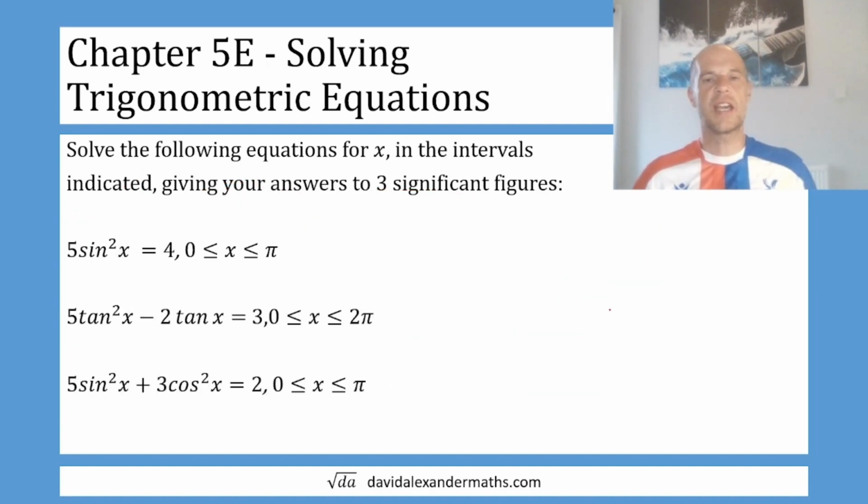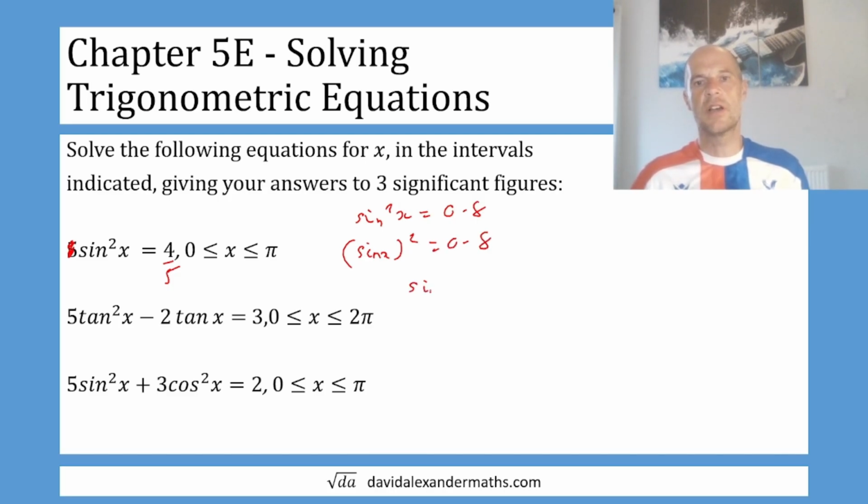Okay, so with these ones we're getting a little bit more advanced. 5 sine squared x equals 4. Well, we can simply say that sine squared x is 4/5, or 0.8. So if sine squared x is 0.8, remember sine squared x means the sine of x squared is 0.8. So therefore, the sine of x is the square root of 0.8.